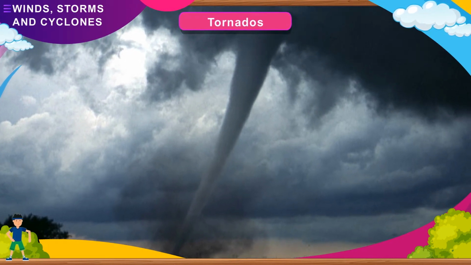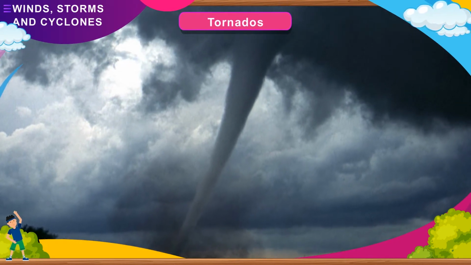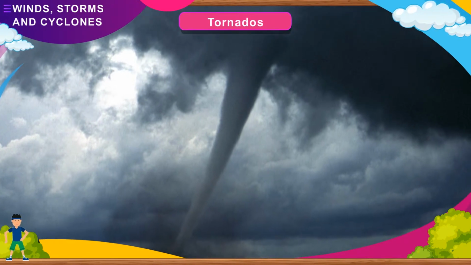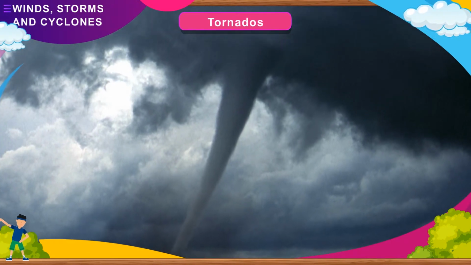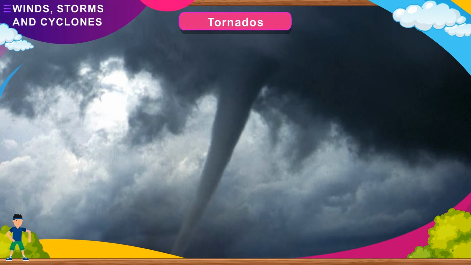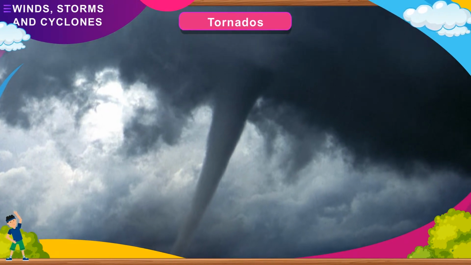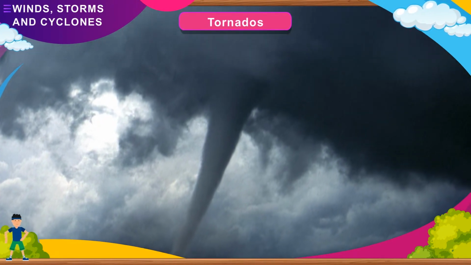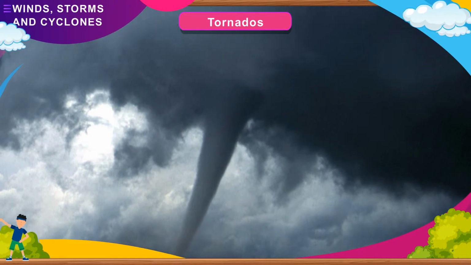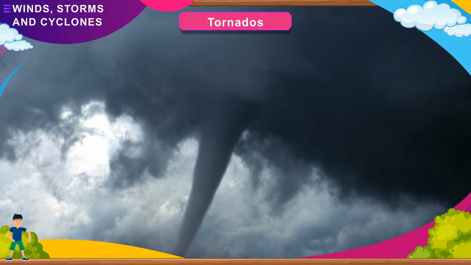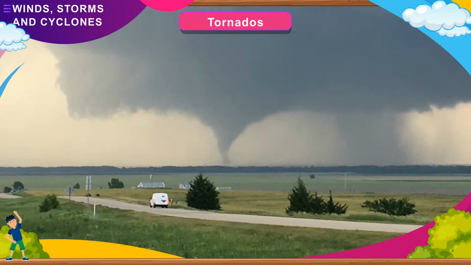Tornadoes. A tornado is a column of air rotating violently and extending from the surface of the earth to a thundercloud. When a rising column of hot air meets a horizontal column of cold air, a tornado is formed. Air gets sucked up and high-speed air spirals around it.